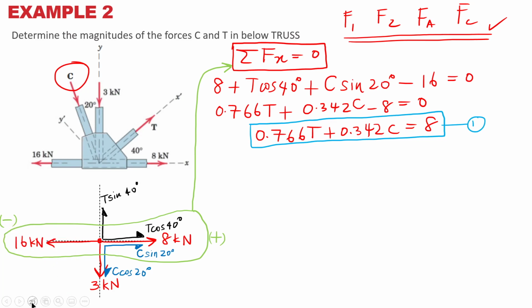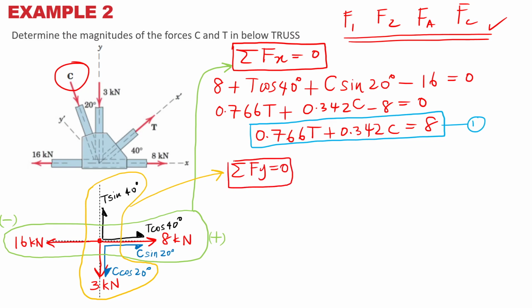For equation number 2, you should be looking at all the Y components. This one. Y component. So summation Fy equals 0. Anything going up is positive. This one, anything to the right is positive. What are these? These are conventions that you create on your own. You can change, but it's better to follow the standard convention.